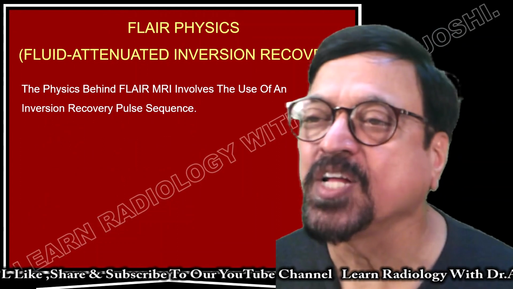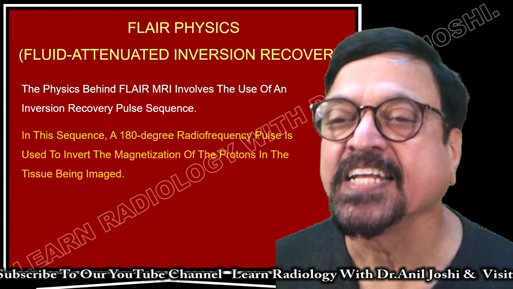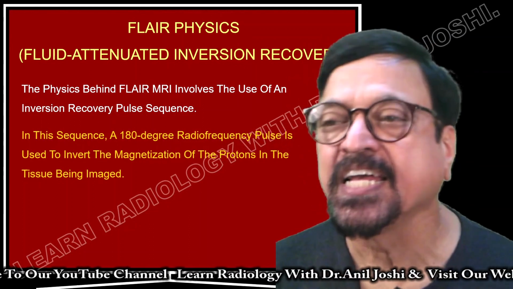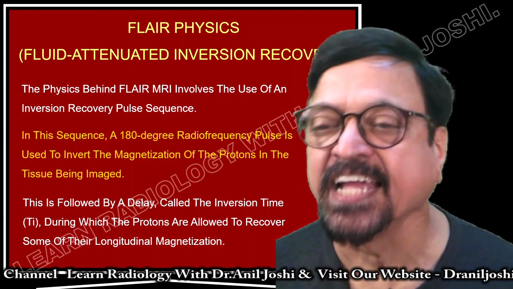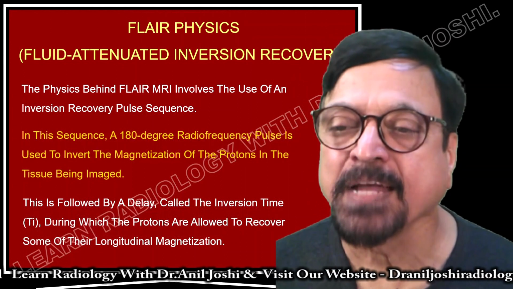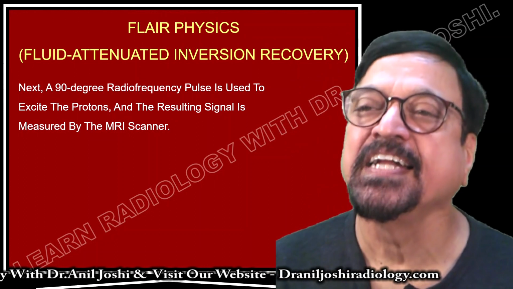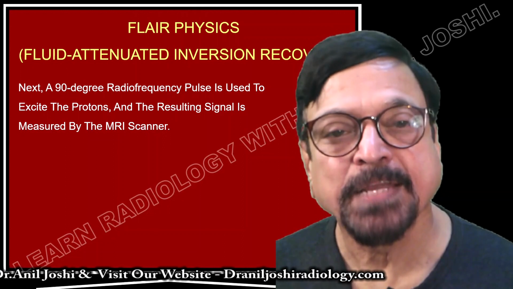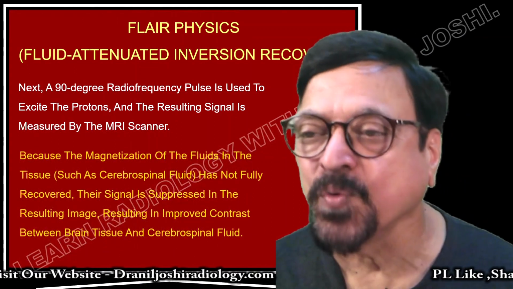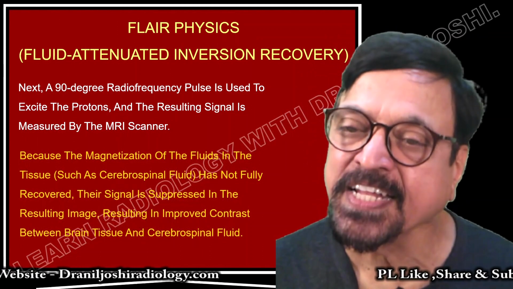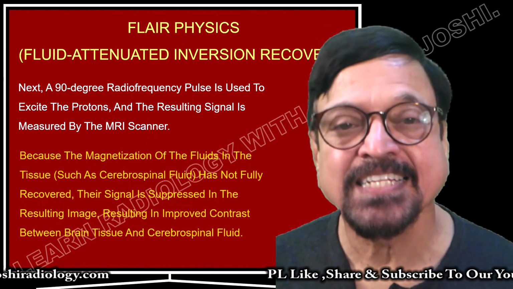The physics behind FLAIR MRI involves the use of an inversion recovery pulse sequence. In this sequence, a 180-degree radio frequency pulse is applied to invert the magnetization of the protons in the tissues being imaged. This is followed by a delay called inversion recovery, that is TI, during which the protons are allowed to recover some of their longitudinal magnetization. Next, a 90-degree radio frequency pulse is used to excite the protons, most of them from water, and the resulting signal is measured by the MRI scanner. Because the magnetization of the fluid in tissues such as cerebrospinal fluid has not fully recovered, its signal is suppressed in the resulting images, resulting in improved contrast between the brain tissues and the cerebrospinal fluid.